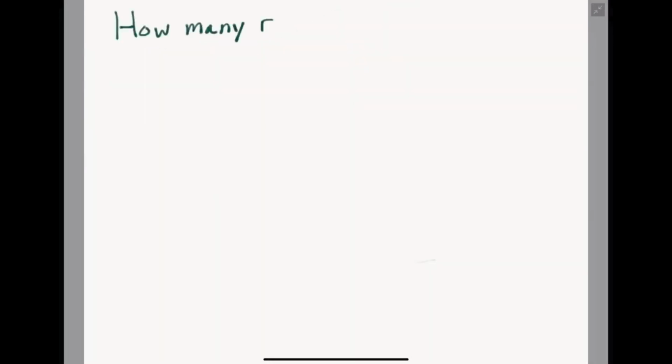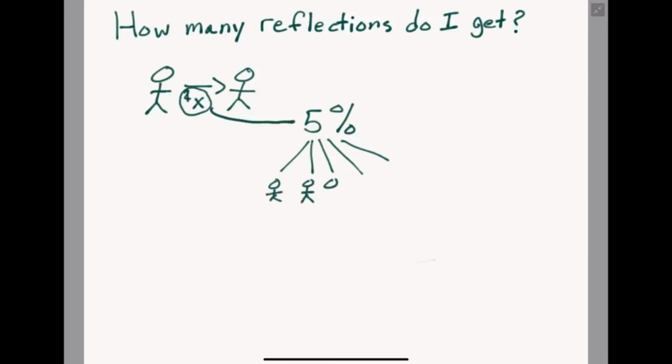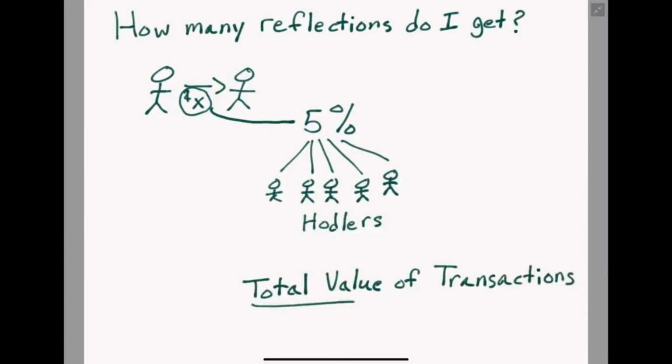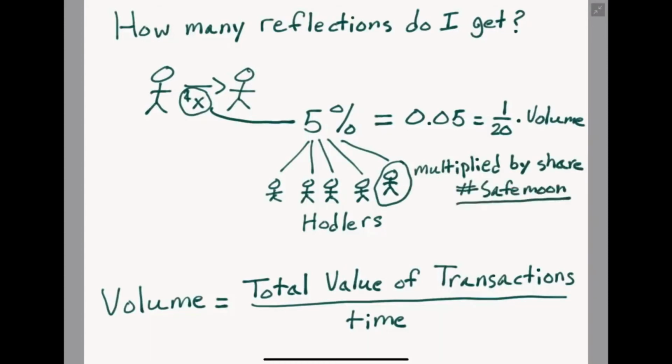As you may recall from my previous videos, the amount of reflections any holder gains can be expressed as follows. 5% of every transaction is separated and split up amongst all Safemoon holders. The total value of every transaction that occurs over a period of time is defined as volume, how much money in Safemoon has been sent around to various wallets, whether it is a buy, a sell, or a transfer. So 5% or 1/20th of our volume is split up for all the holders. The amount of reflections one specific holder will gain will be this result multiplied by your market share, how many Safemoon you own relative to the total number of Safemoon that exist. In our case, this is 1 quadrillion.